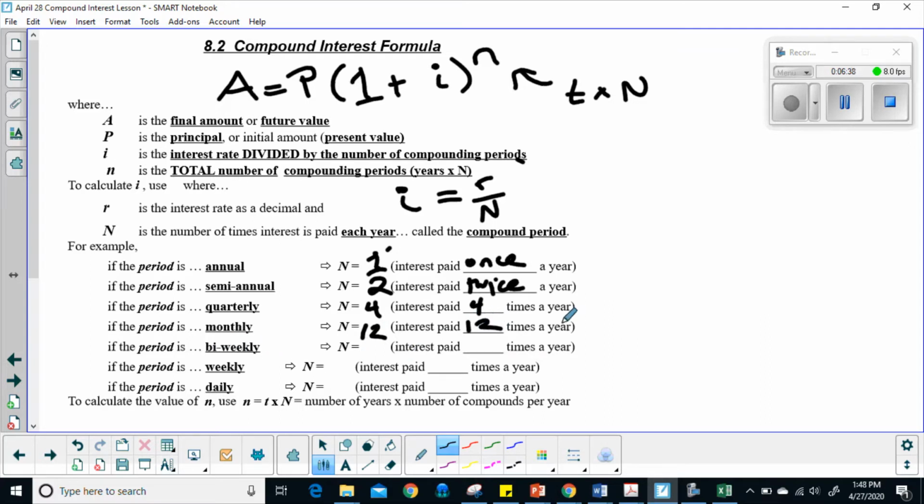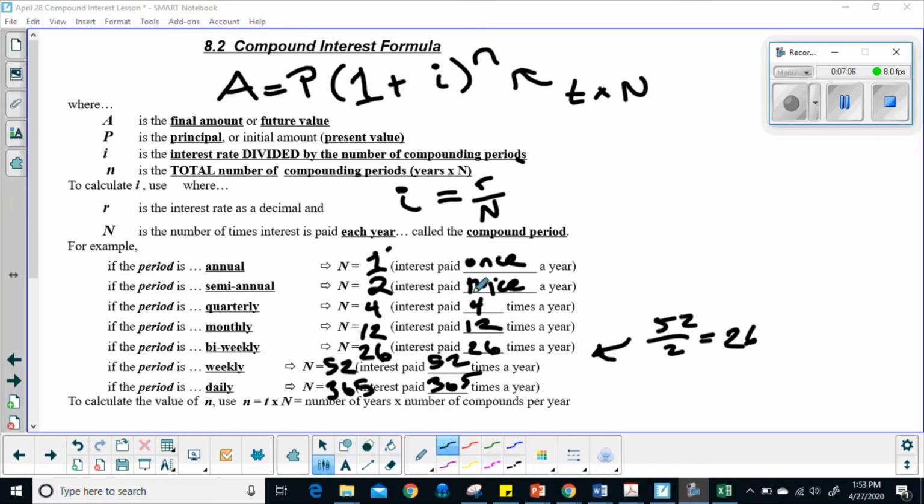Bi-weekly means every other week. So remember, we have 52 weeks in a year. If I'm being paid every other week, then that's 26 times in a year. So my N is 26. Weekly is the number of weeks there are in a year, so 52. And daily is 365 because we have 365 days in a year.